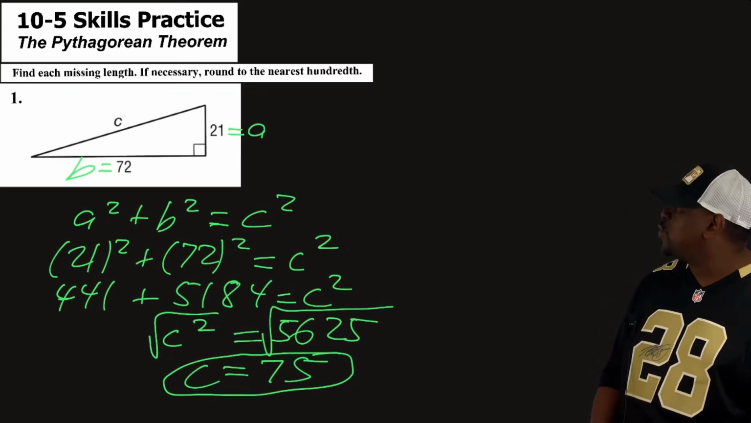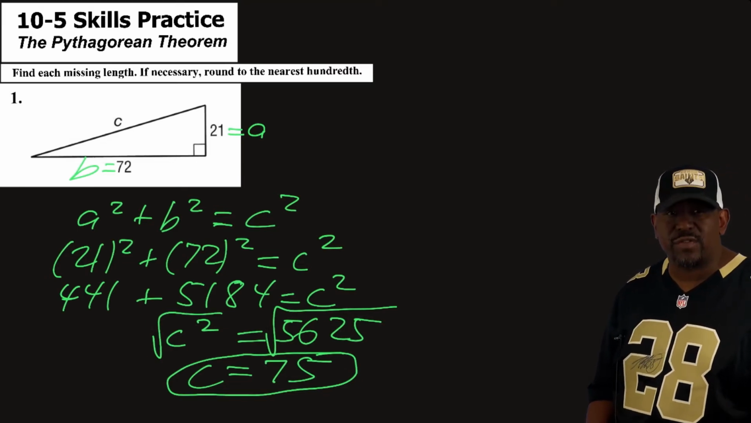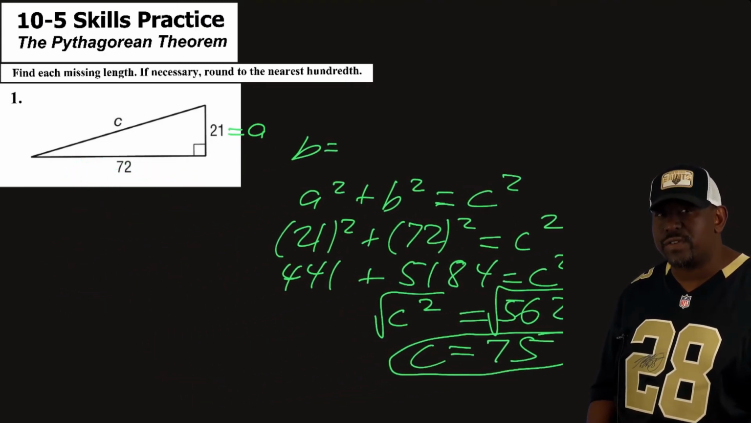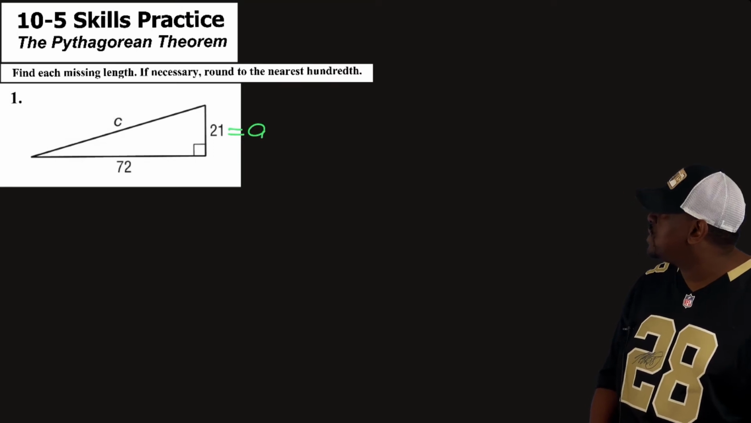So again, the way the Pythagorean Theorem works is we have three sides of a right triangle. We substitute two of the sides in and solve for the third side using that form. So we're done with number one.